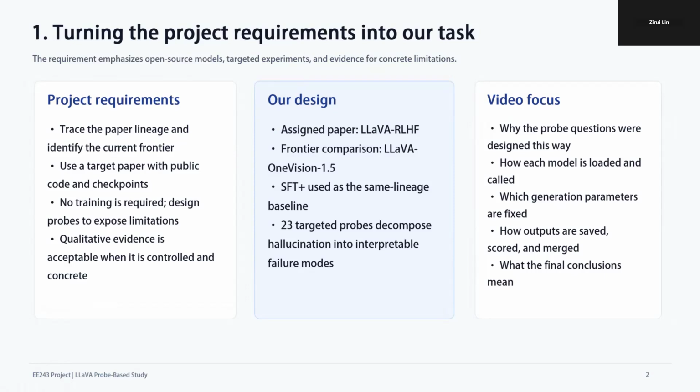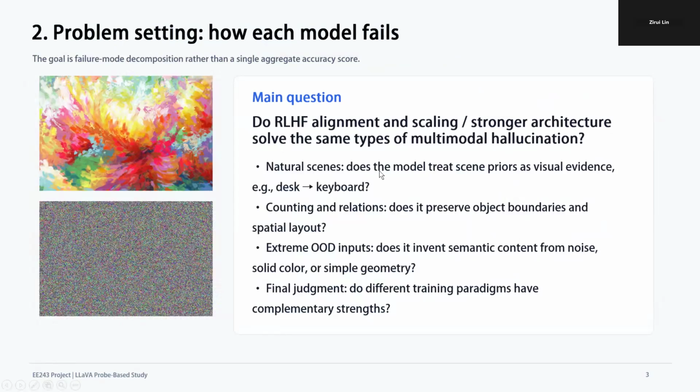In this video, I focus on why these prompts were designed, how each model is loaded and called, which generation parameters are fixed, how outputs are saved and merged, and what the final conclusion means. The key question is not simply which model is stronger. Instead, we ask, do RLHF alignment or scaling or stronger architecture solve the same types of multimodal hallucination?